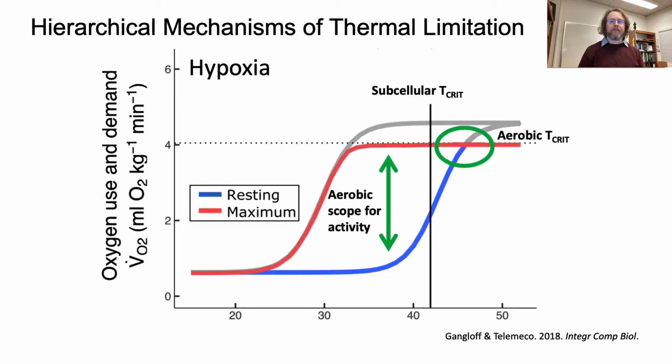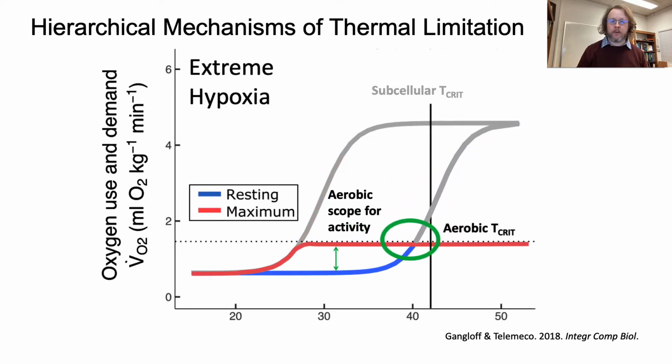However, it is possible to cause aerobic T-crit to underlie CT max under this framework. But in this case, it would cause extreme hypoxia exposure that brings that dotted line, maximum metabolic capacity, way down. So now the red and the blue lines are crossing at temperatures below the subcellular T-crit.